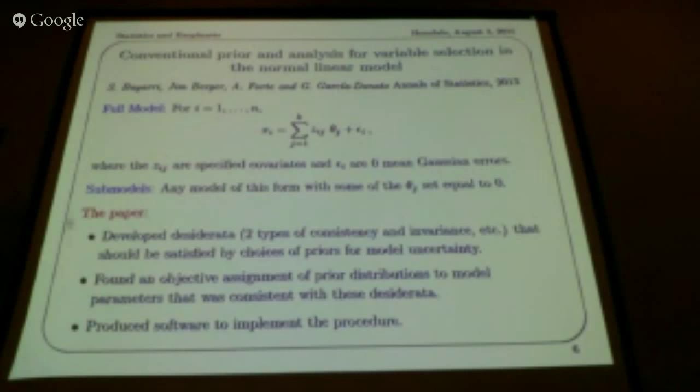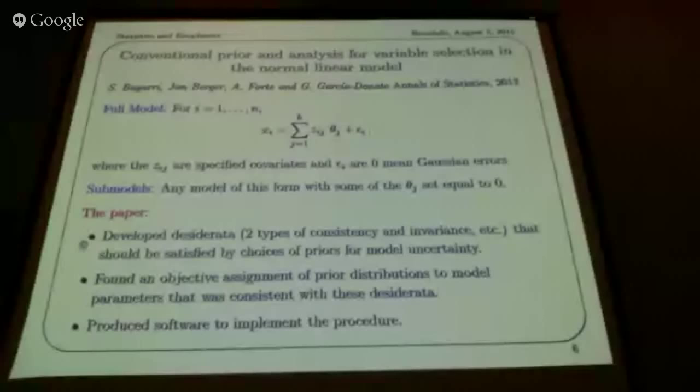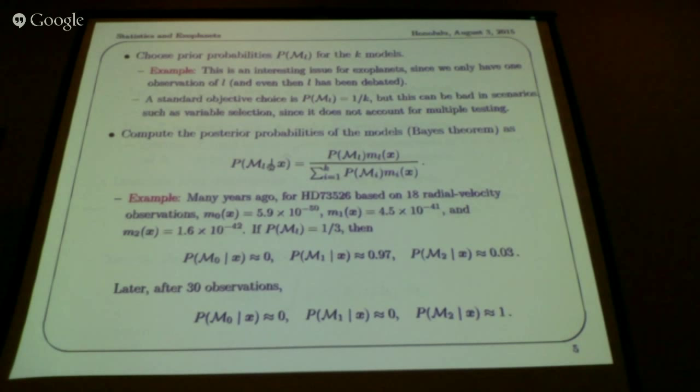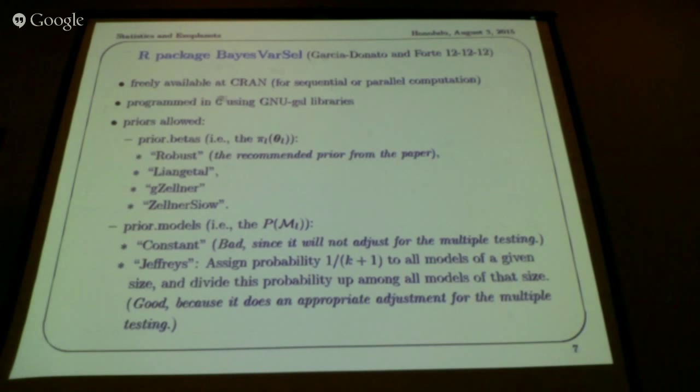In any case, what we did is we developed criteria to say what criteria any Bayesian model selection methodology should satisfy here. And we developed all of the inputs that you needed to carry this out. All of the priors, all of the ways of specifying the posterior probabilities, all in a default objective way, so it can just be a generic thing you use if you don't have specific prior information. It's an R package, but using C, so it's fairly efficient.